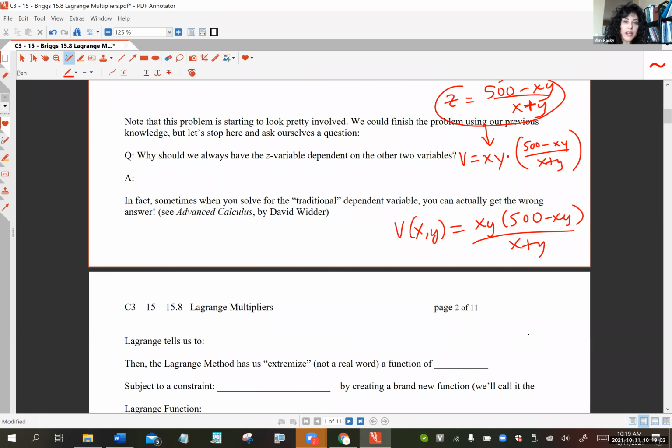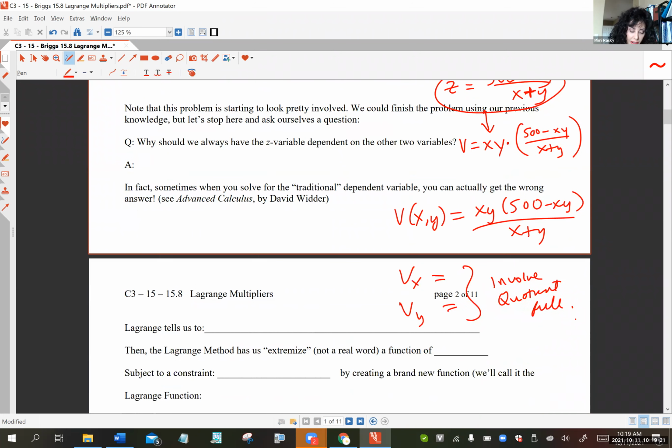So if you were going to go find the max or the min of this volume function, you would have to find Vx and you would have to find Vy. And both of these would involve the quotient rule, and it'd be a little bit painful and yucky. Okay, so I'm going to stop right there and go, I don't feel like doing this. This looks really not fun. So I'm going to put unhappy face.